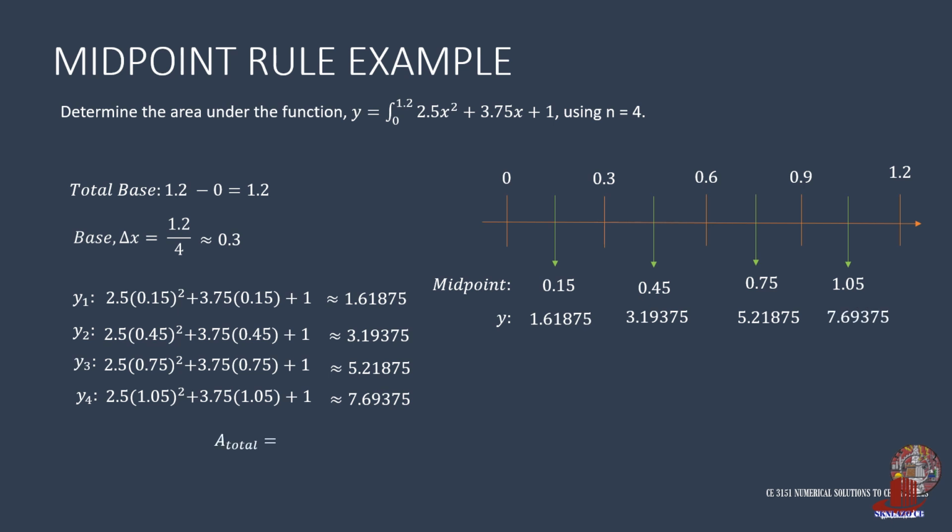The total area is the base of 0.3 multiplied by the summation of the heights, which are 1.61875, 3.19375, 5.21875, and 7.69375. This is solved as 5.3175.